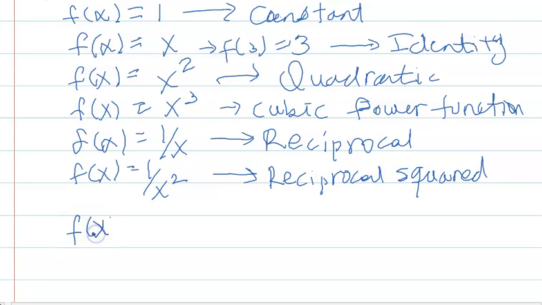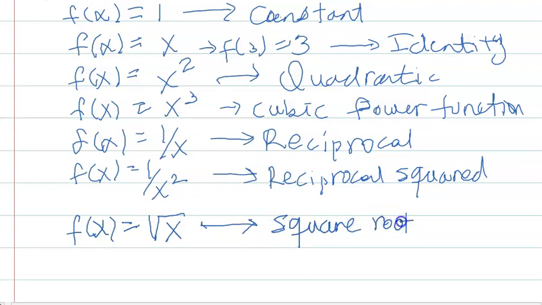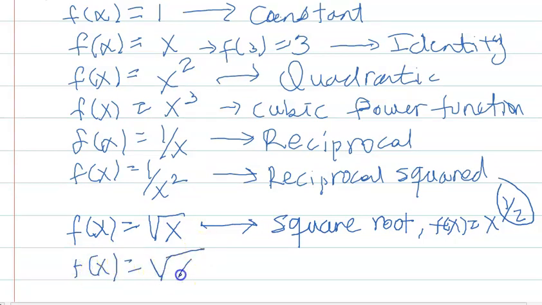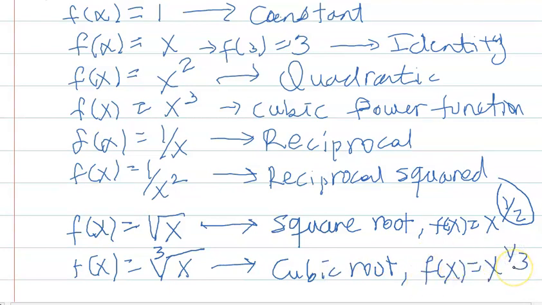Next, f of x equals the square root of x. This is called the square root function. It is also a power function, because f of x, the square root of x, is x to the power of 1 over 2, and 1 over 2 is a real number. That is why it is a power function. Okay. The last one: f of x equals the cube root of x. This is called the cube root function. It is also a power function, because f of x is x to the power of 1/3.